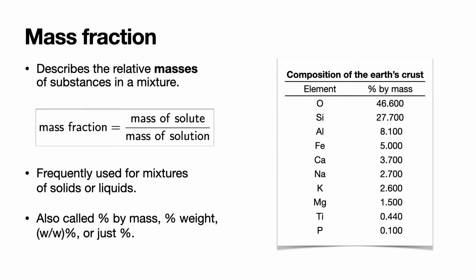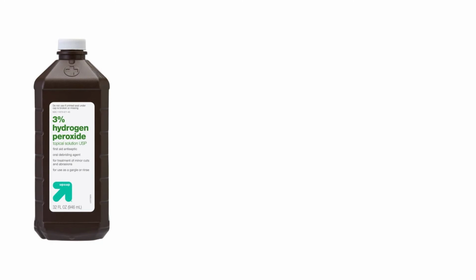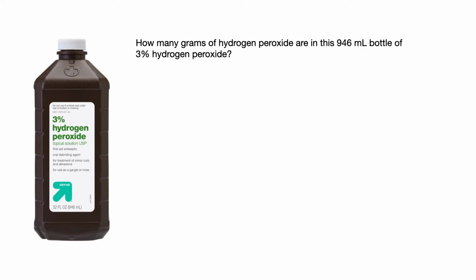So another example where mass fraction is used is in this bottle of hydrogen peroxide. It's labeled 3%, and that 3% is the mass fraction of hydrogen peroxide, and then the other 97% in the bottle would be water. And so you might ask how many grams of hydrogen peroxide are in this bottle of 3% hydrogen peroxide. The volume of the bottle is 946 milliliters.